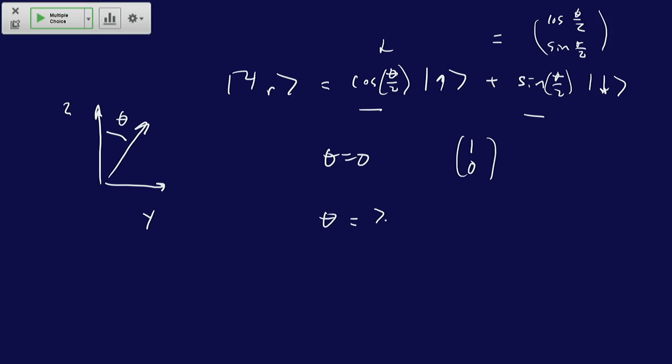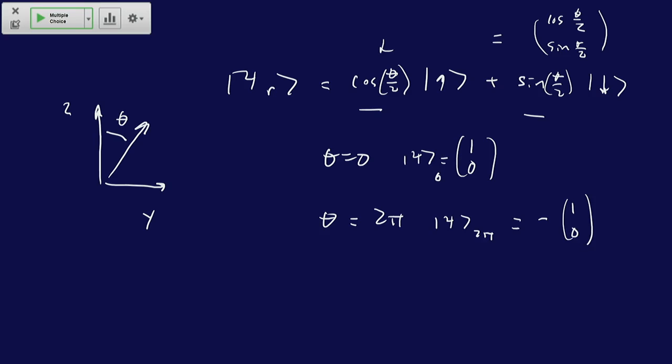Let's look at theta equals 2 pi. According to this picture, if I do that, I come right back to the z-axis. But what happens if I actually plug this into my expression over here? So here my vector would be like this. Now my vector at the angle of 2 pi comes out to be negative 1, 0.